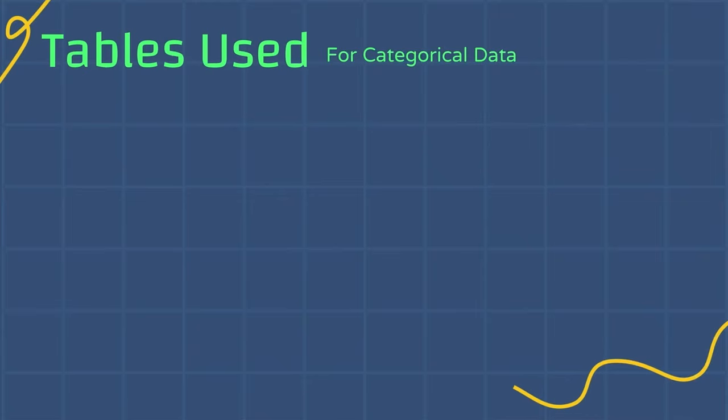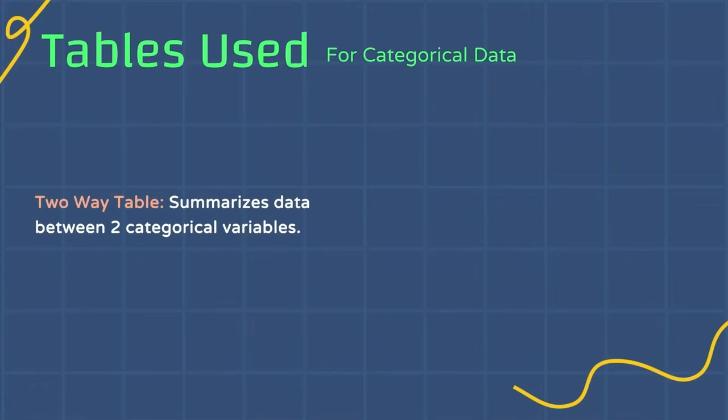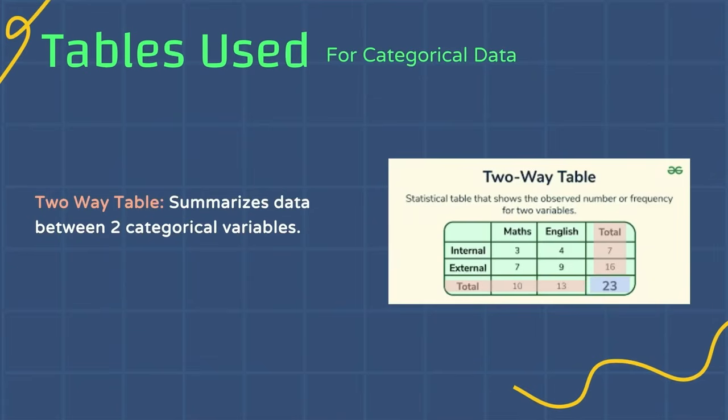And more tables used for categorical data are two-way tables, which summarize the data between two categorical variables. So for example, if we're doing math and English and internal-external, both of those are labels. So we use a two-way table.